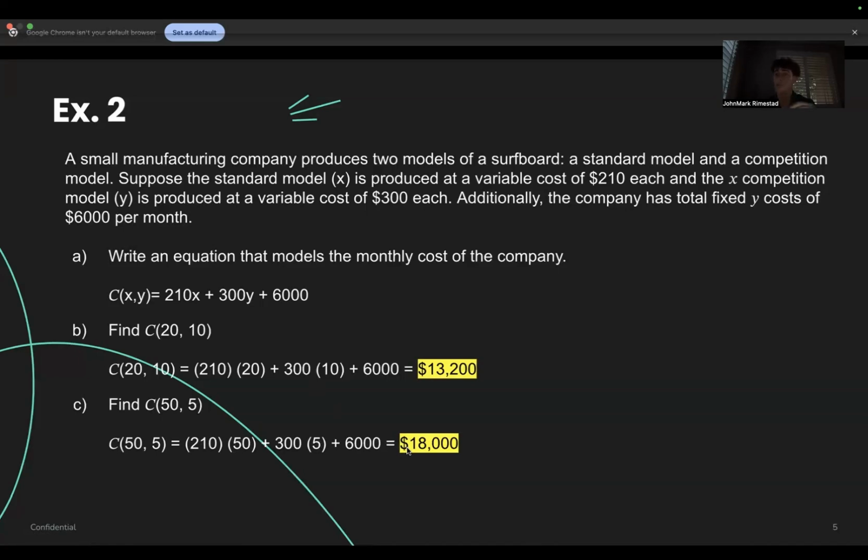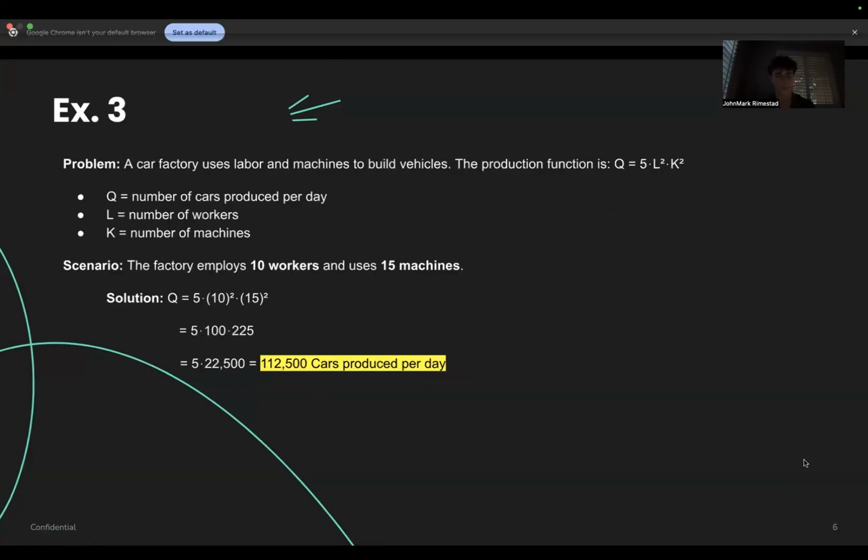All right, so again, really what you're doing, you want to be slow, you want to be controlled, you want to make sure that you're putting things in the right spots, right? I'd rather you be slow and controlled than be fast and inaccurate, right? Awesome. Next example, example number 3.